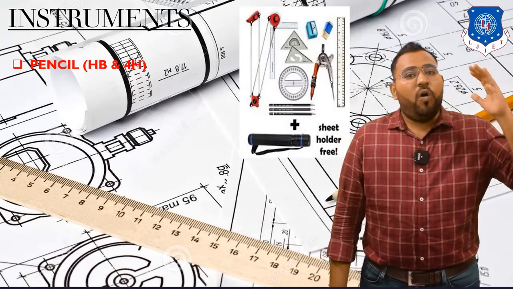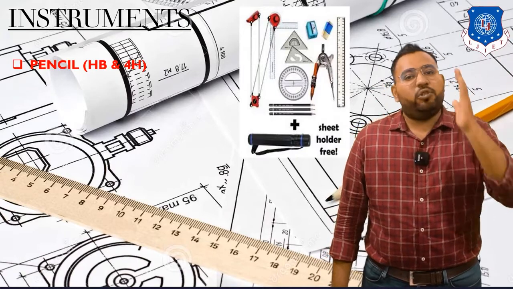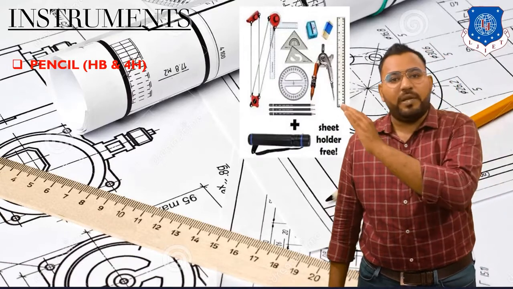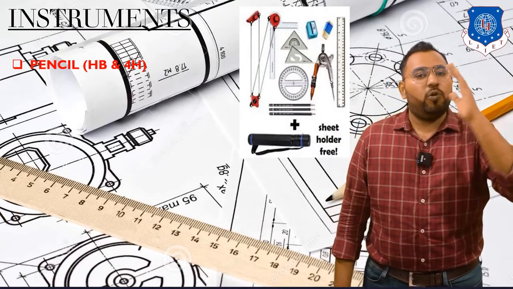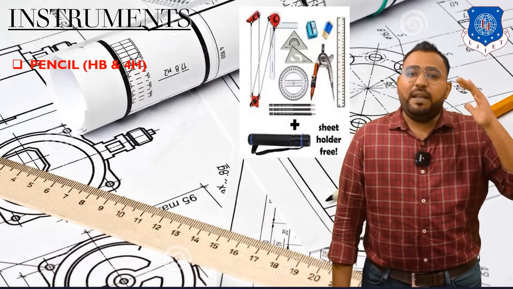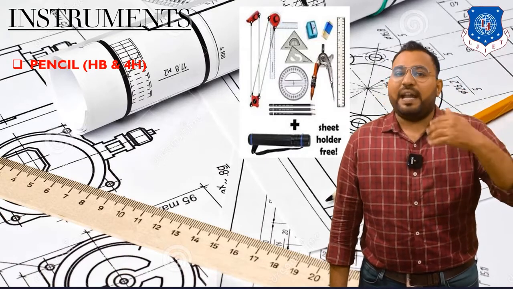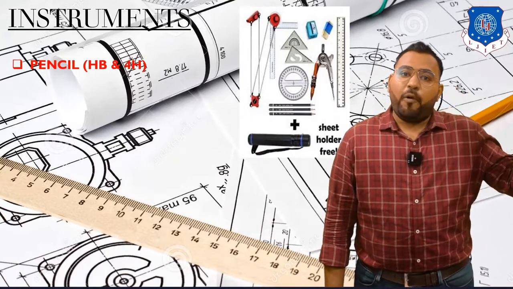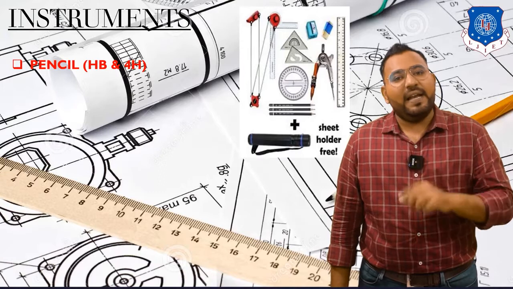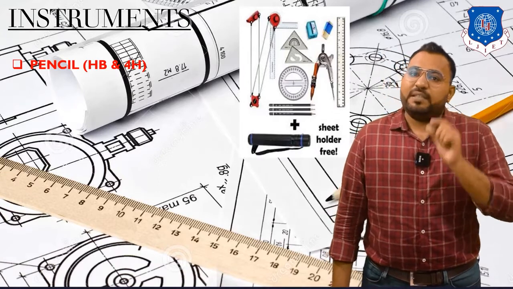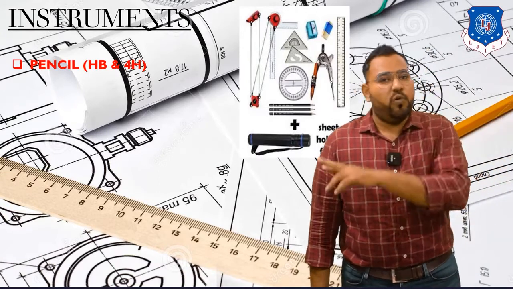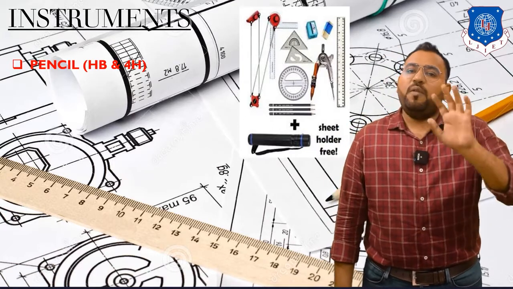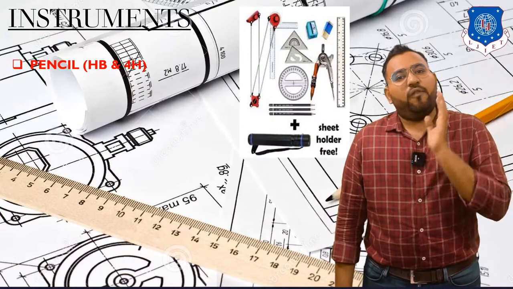As we go from 4H to 2H to HB, 2HB, 4HB, the pencil gets darker and darker. So here we are going to take a 4H pencil for drawing a thin line and an HB pencil for drawing a thick line. We require two grades of pencil: first 4H, second HB. 4H for drawing thin lines and HB for drawing thick lines.